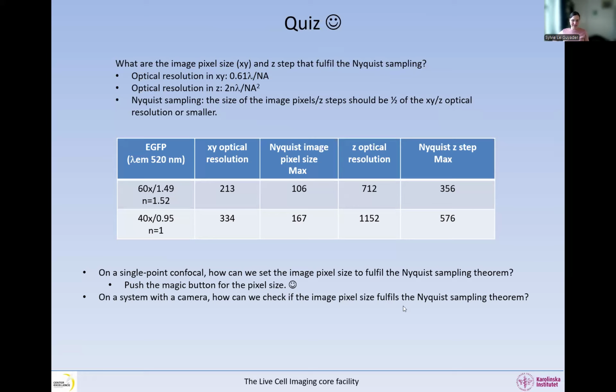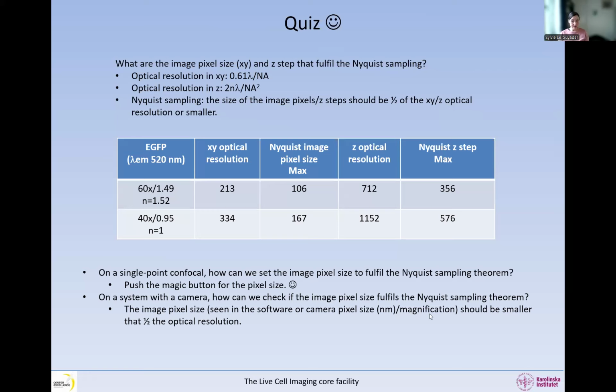All right, and then on a camera-based system, how can we check if the image pixel size fulfills the Nyquist sampling criterion? How do we know? So we know that this is the pixel size we should have in the image, but how do we know what the image pixel size is? We divide the camera pixel size by the magnification. Yes, we can do that. And we can also check in the software. So the image pixel size is going to be the camera pixel size divided by the magnification.